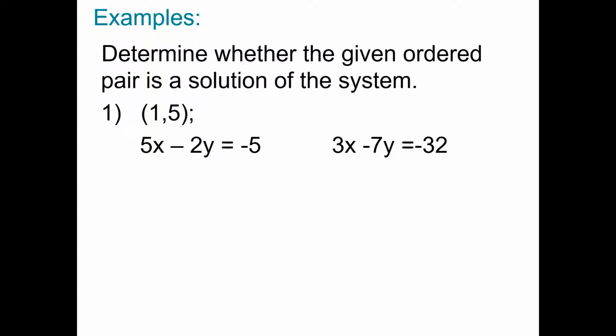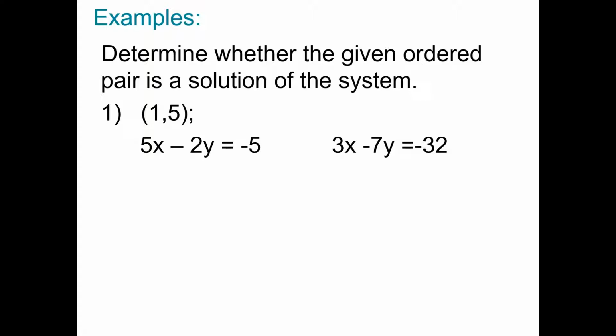So here's an example of a system. We want to determine whether, given (1, 5), it is a solution to these. The way you attack this sort of problem is you take the ordered pair (1, 5), where x is 1 and y is 5 in this case, and you plug it in for x and y in both equations, and you see what happens.